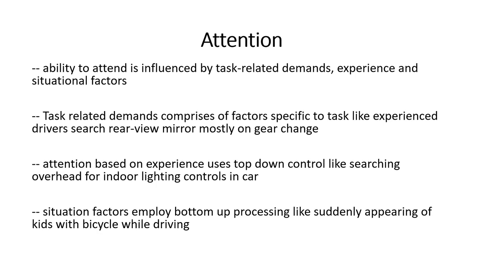So, task related factors. Attention based on experiences uses a top down control, like searching overhead for indoor lighting or control in a car. We have discussed this also. You are in your car and you are searching for the indoor light. Experience suggests that the light should always be on the roof, and so you fiddle your finger on the roof to find the light. An example of situational factors is that bottom up processes help in making shifts of attention, like the sudden appearance of a kid with a bicycle while driving.